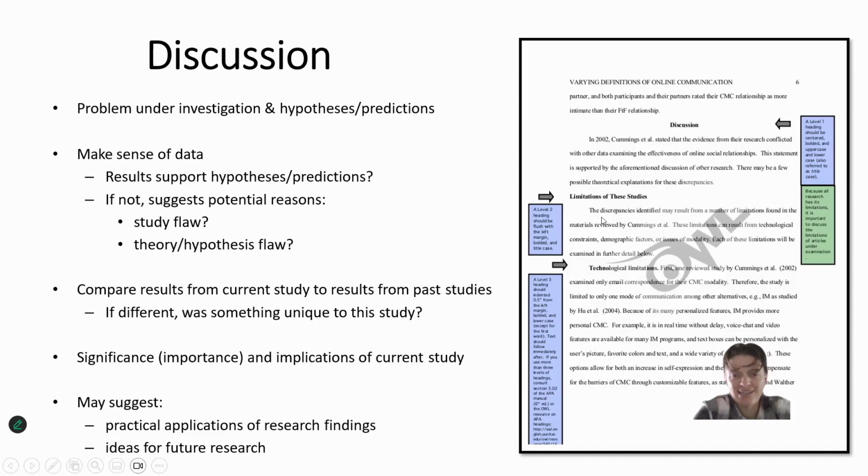You're also going to talk about limitations, right? So, were there any issues or limitations that you need to address? If you were to do this again, would you do anything differently? So, making sense of everything that you found or didn't find, and then talking about where you could go from here, how you could use it, how you could apply it, and so on.